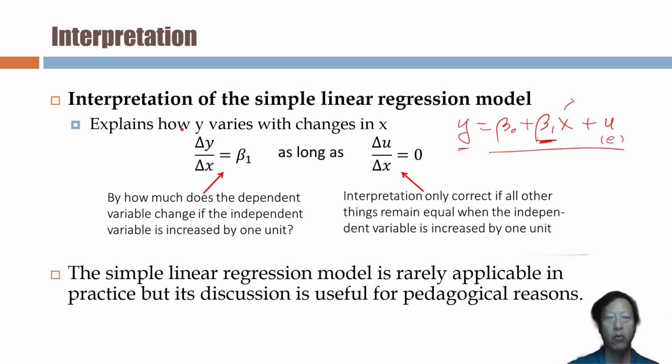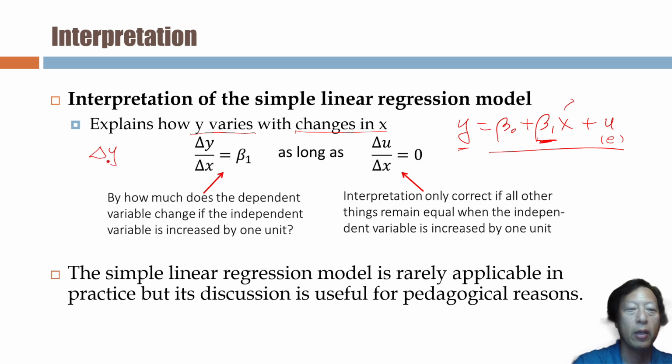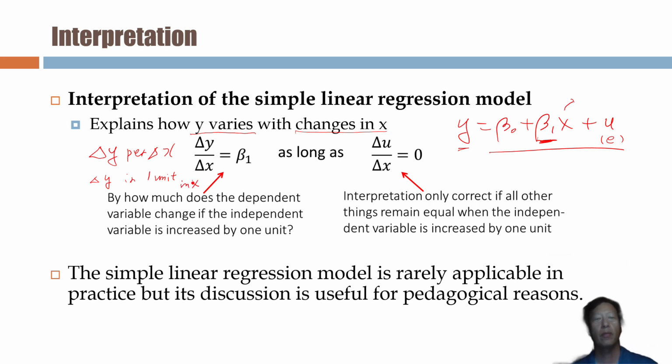This is how we explain how y varies with the change in x. So when we divide, what we get is a per x, right? This is delta y per delta x. As a result, what we get is how much y changes for a 1 unit increase in x. That is, how much the dependent variable changes if the independent variable increases by 1 unit, because we divide by delta x.